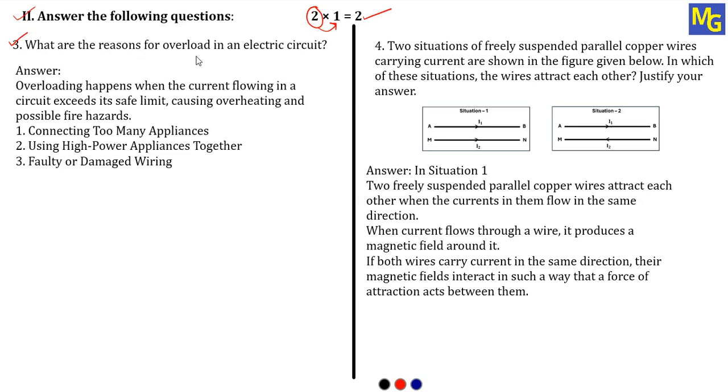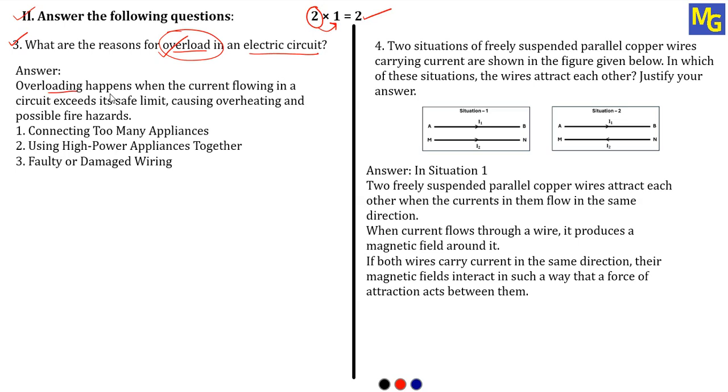What are the reasons for overload in electric circuit? You may have heard the word overloading. Due to overloading, you can see the short circuit in the electric circuit. So we have to find out what is the reason. As this is for 1 mark, if you write any one or two reasons, then also it is enough. Here I have given 3. Any two you can write for this.